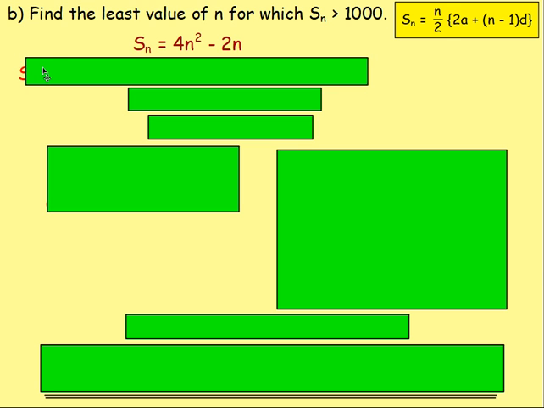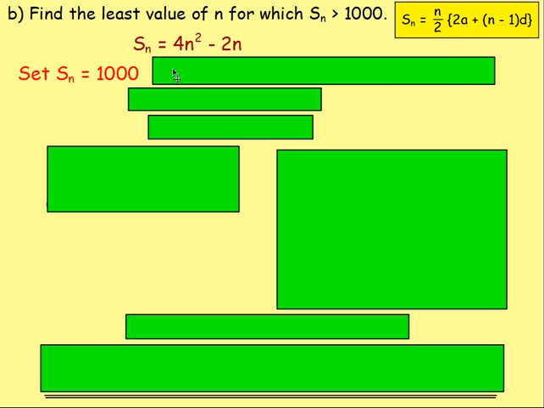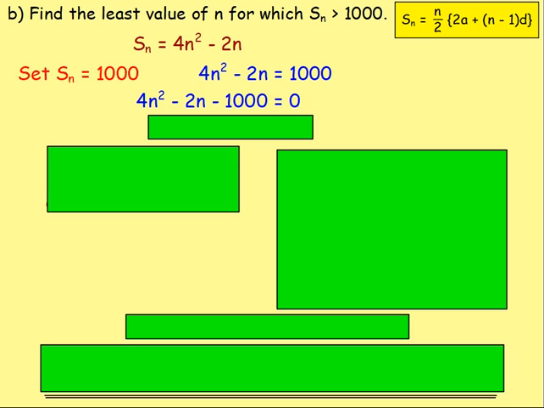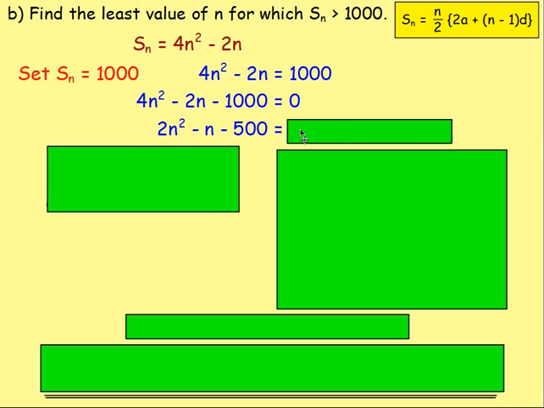So the first thing to do would be to set it equal to 1000. So say Sn equals 1000, well, if it does, we know that 4n squared minus 2n would equal 1000. If we subtract 1000 from both sides, then 4n squared take away 2n take away 1000 would equal 0. And to solve that, we would have to factorise. So the first thing we could do is take out 2 as a common factor, or we could just divide everything by 2. Dividing everything by 2 will give us 2n squared take away n take away 500 equals 0.